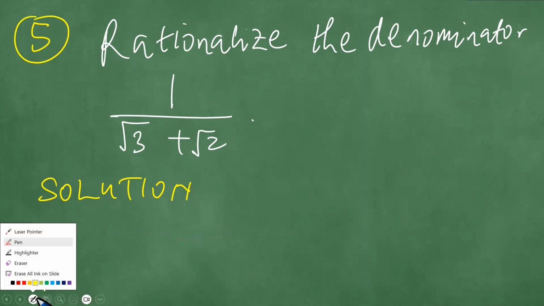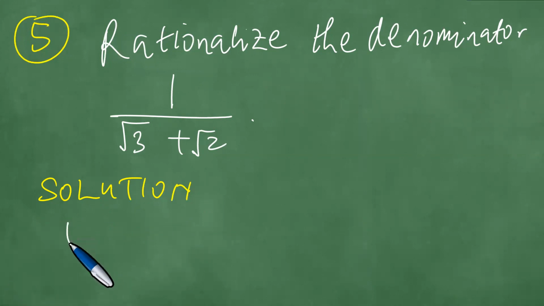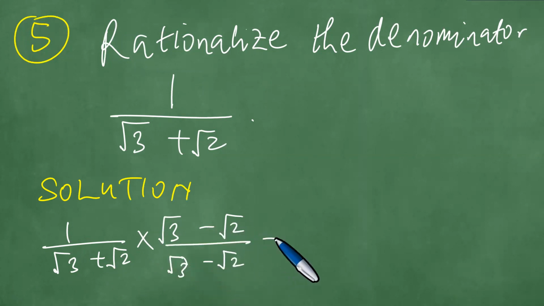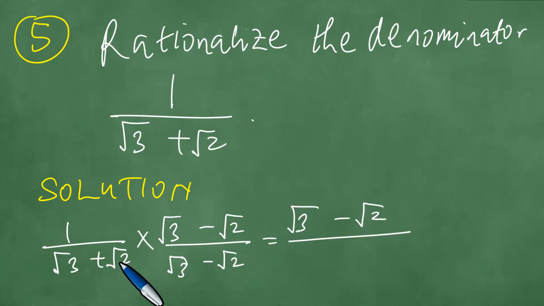All right, that's fine. What we're going to do here, we take 1 divided by the square root of 3 plus the square root of 2. You multiply by the square root of 3 minus the square root of 2, divided by the square root of 3 minus the square root of 2. Multiply the square root of 3 by the square root of 3, you get 3. The square root of 2 by the square root of 2, you get 2. Therefore the denominator is 1, giving the square root of 3 minus the square root of 2. And this is the answer.